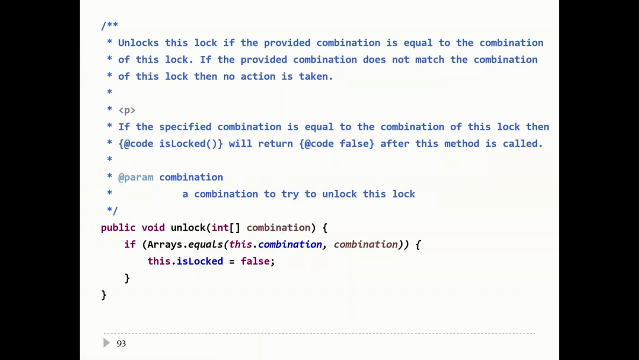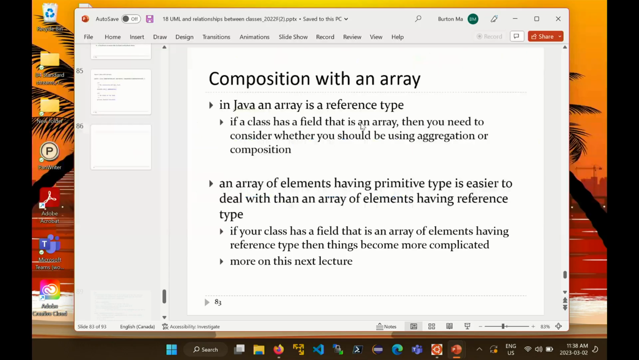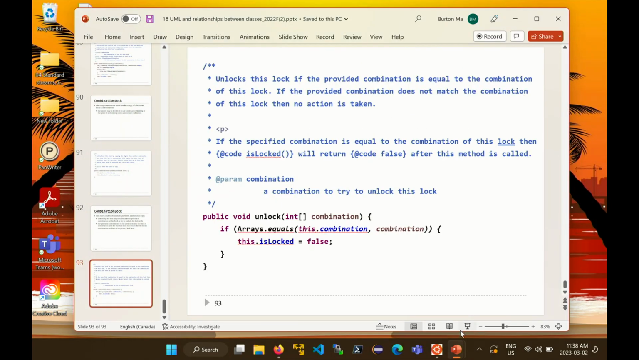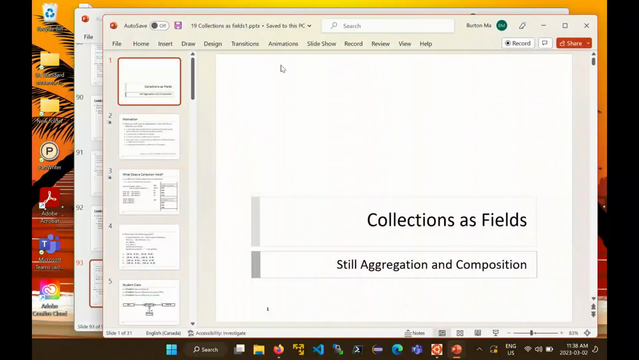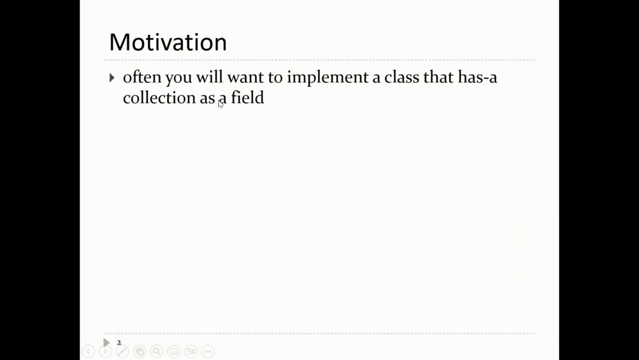All right, so that's what happens if you have just a plain old array of primitive types. You treat it as though it were just a regular object. There's nothing special that you have to do. Where things become somewhat more complicated is when you have a collection as a field, and that collection's elements are of reference type.